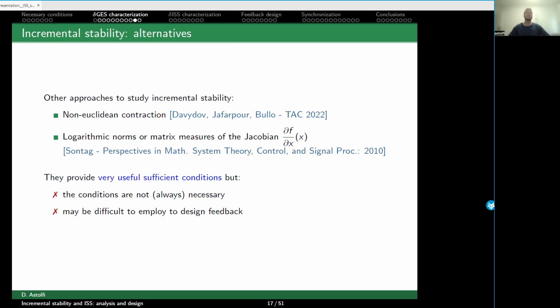There are also some other alternatives that I will just briefly mention, tools to characterize incremental stability properties of a dynamical system. For instance, there are non-Euclidean contraction methodologies introduced recently by Bullo in 2022 and co-authors, or logarithmic norms and metric measures of the Jacobian, introduced, for instance, by Sontag in 2010. They provide a very useful sufficient condition for analysis, but to the best of my knowledge, these conditions are not always necessary, and they can be difficult to employ for feedback design. So in the rest of the presentation, I will mainly focus on the contraction approach and show how to use it to characterize the incremental ISS property and also for feedback design.